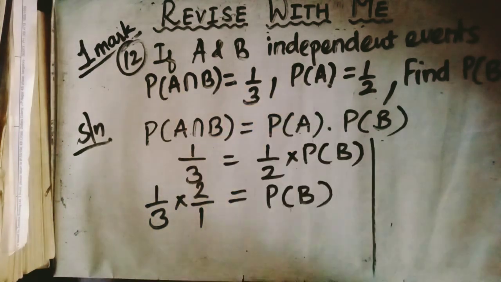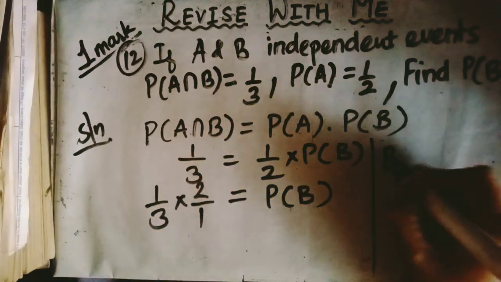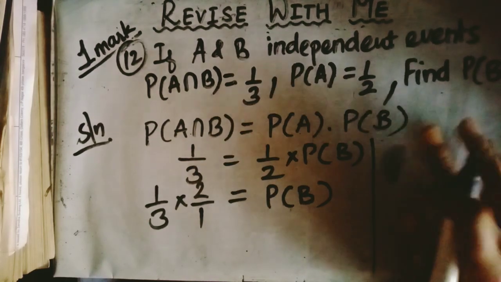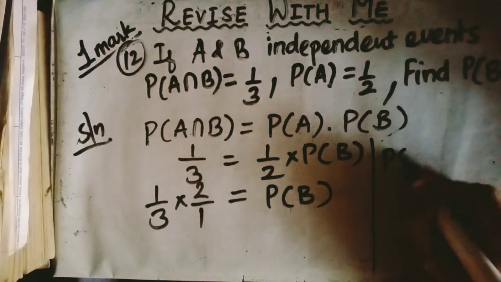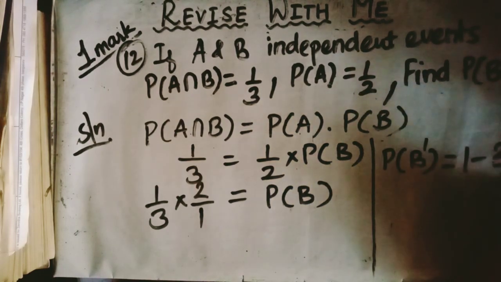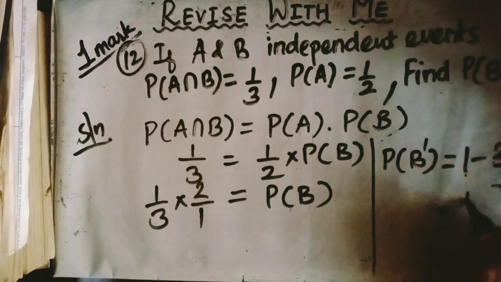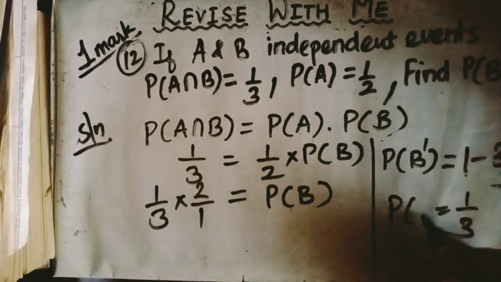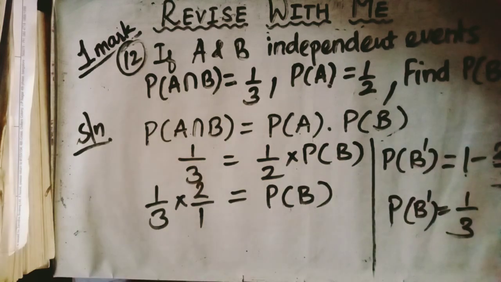Okay, and P(B complement) is 1 − 2/3. So this is (3 − 2)/3. So it is 1/3. This is your P(B complement).